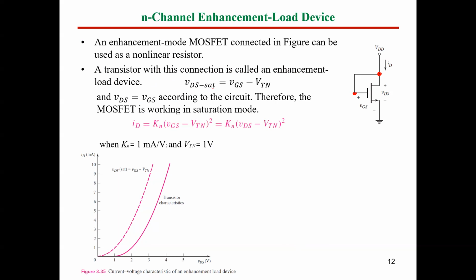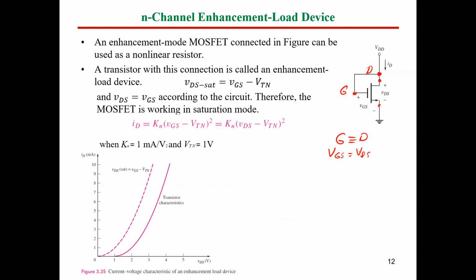Actually, we have VDS saturation equals VGS minus VTN. But here, V drain source, which is the volt between this point and that point, equals V gate source. Why? Because the gate point and drain point are equal now. This is the gate point and this is the drain point. Since VD equals VG, we can say VGS equals VDS. It's making sense. Since G point is the same as D point, we can say VGS equals VDS.